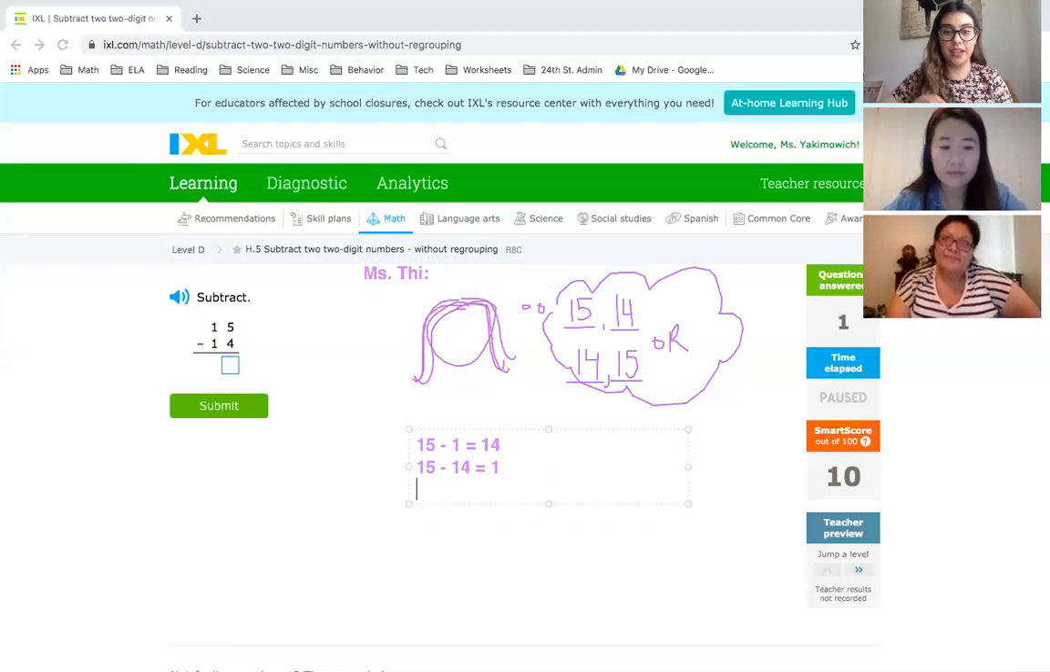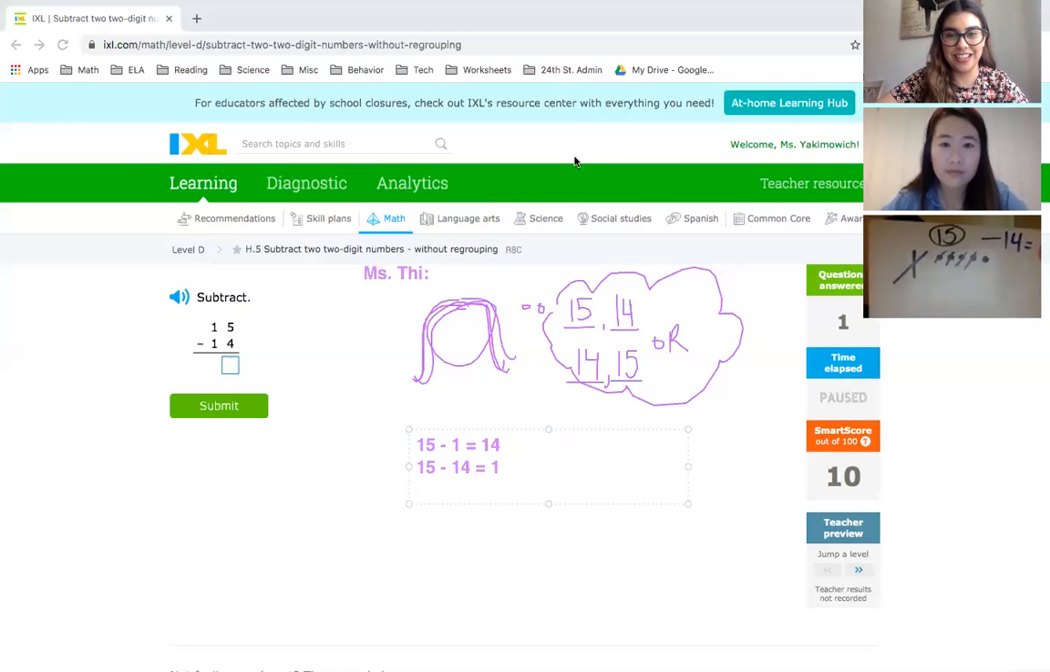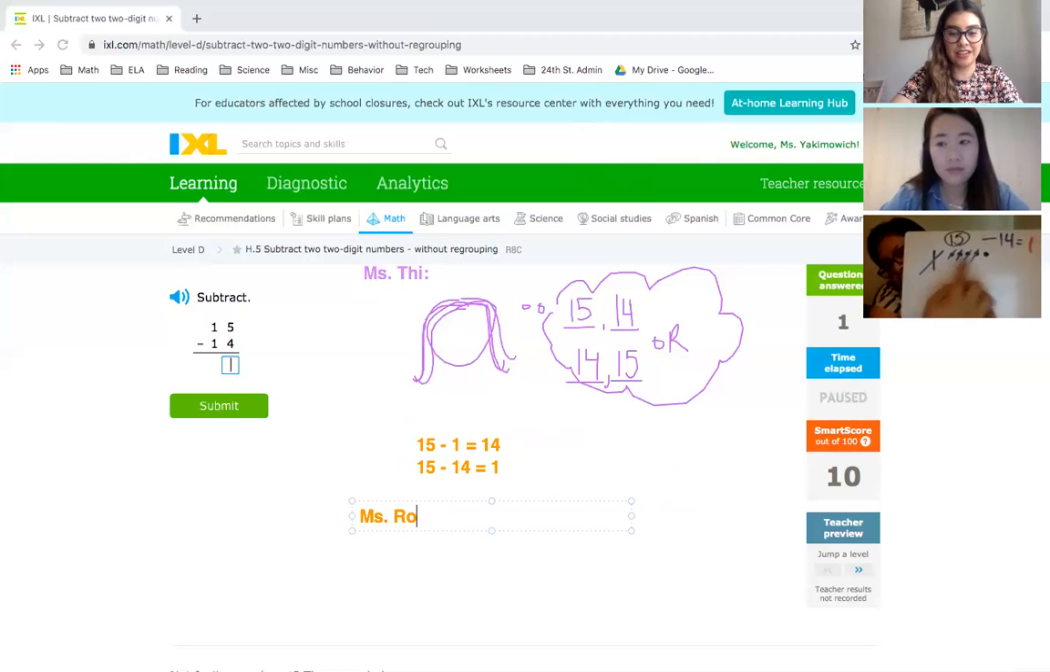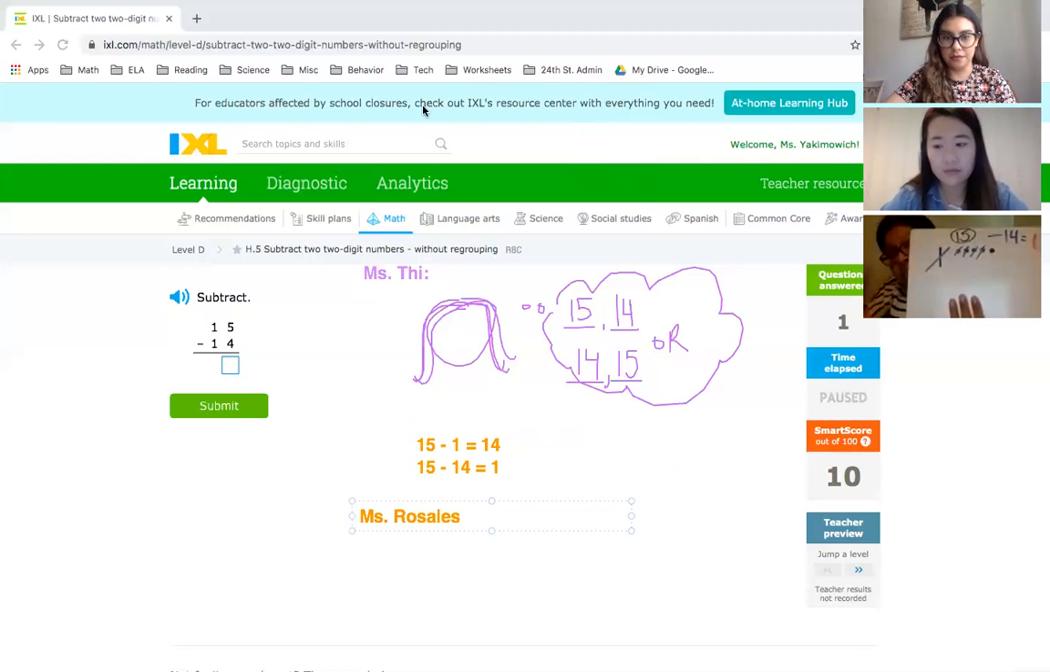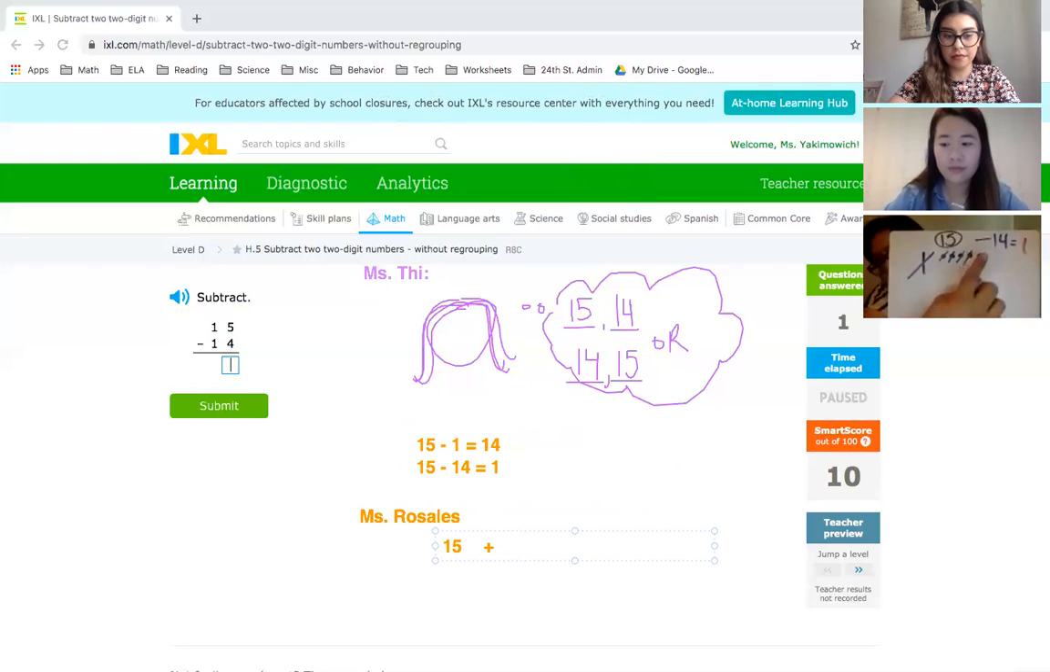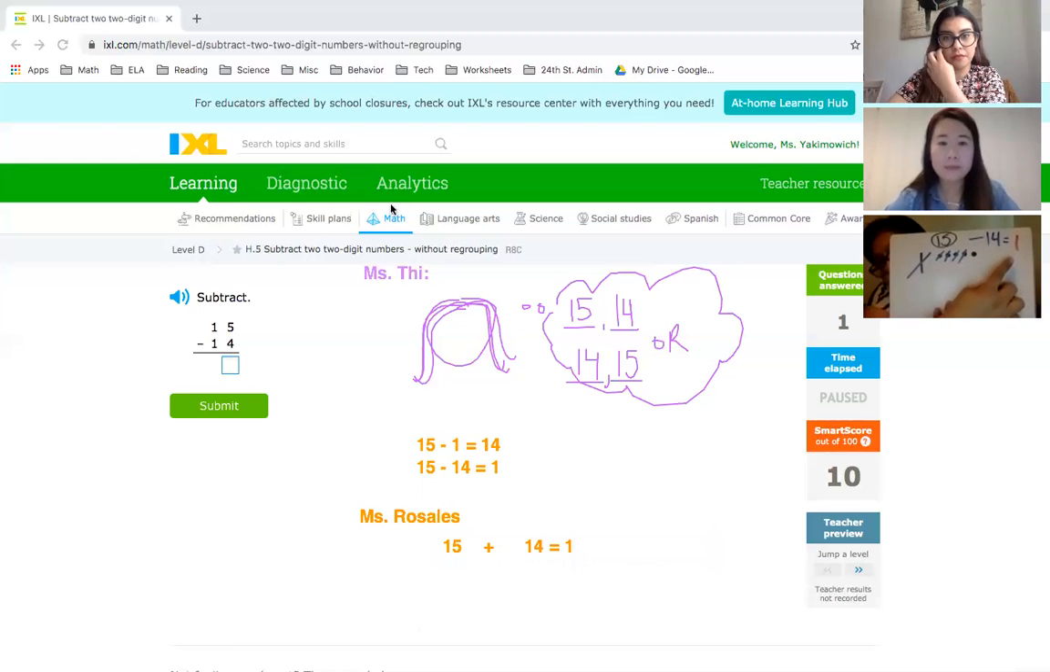Mm-hmm. And then, yeah, thank you so much, Ms. T. And Ms. Rosales, can you share your strategy with us? So I did horizontal 15 minus 14. And whenever you're doing place values and drawing the tens and the ones on a subtraction, you don't have two sets that you're showing. You're just showing that first set, 15. So I have a 10 and five ones. And then I changed the color so it's more clear. I'm taking away 14, so I'm crossing that 10, 11, 12, 13, 14, and I gave you what was left, which is one.